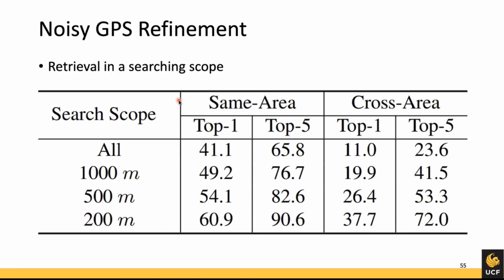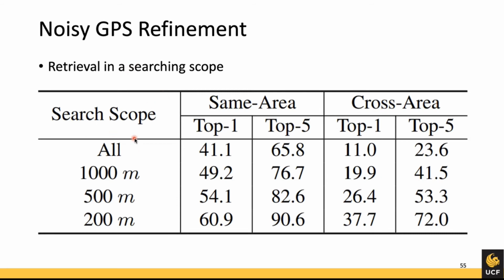Another experiment we did is the noisy GPS refinement. As I mentioned before, in real-world application, for example, your cell phone GPS may not be very accurate, right, in terms of like millimeters. They may have some noise, especially in the crowded city, right? You have those tall buildings that block signals, which make your GPS signal very noisy. But in this case, we can use image geolocalization to refine this noisy GPS, right?